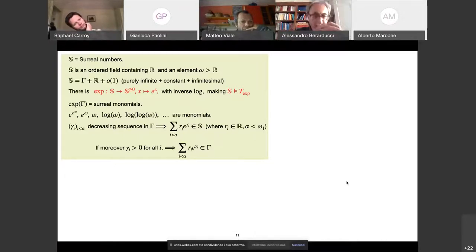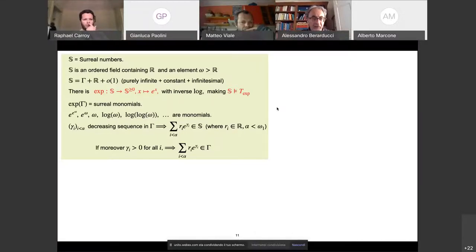And there is also a logarithm, which is the inverse of the exp defined on the positive part. Now, the nice fact is that the monomials are exactly the image of the exponential map restricted to the purely infinite part. Of course, the exponential map is surjective on the positive part.